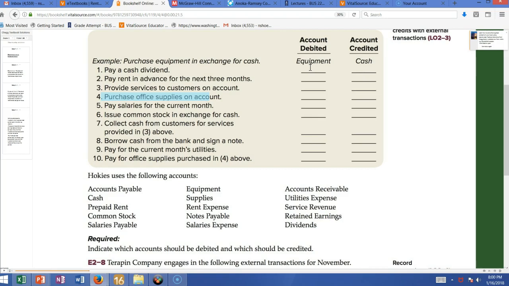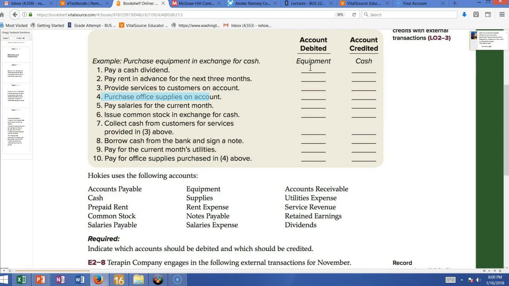So guys, if we purchase office supplies on account, we're going to use at least 2 accounts to handle this transaction. What 2 accounts would we be using here? Supplies, accounts payable. Remember, a receivable is when people owe us money. Payable is when we owe people money.